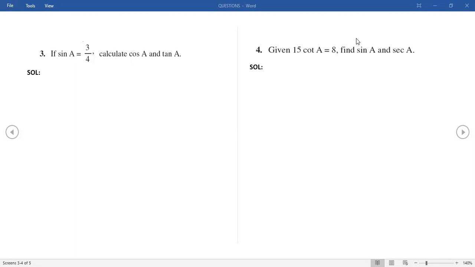So in the last video we covered two questions of exercise 8.1 of trigonometry. So today we will continue with some other questions of the same chapter.